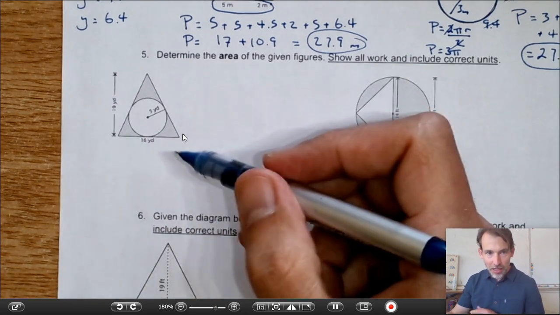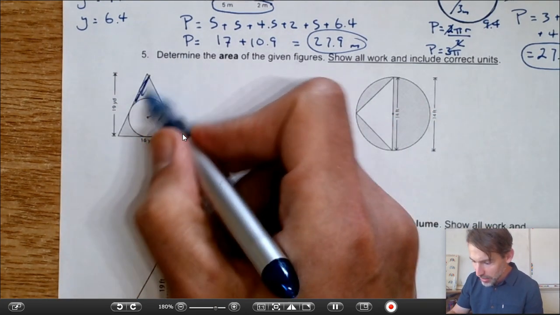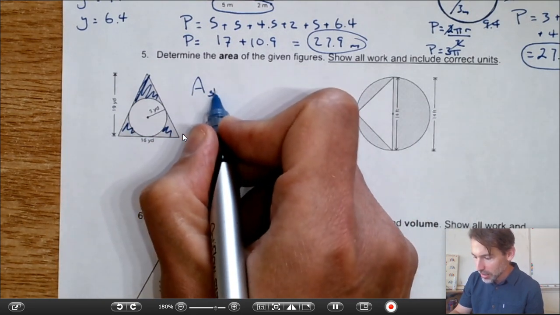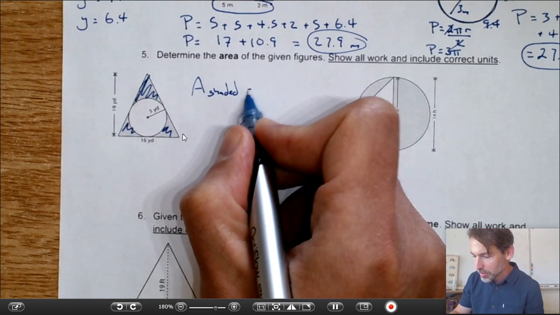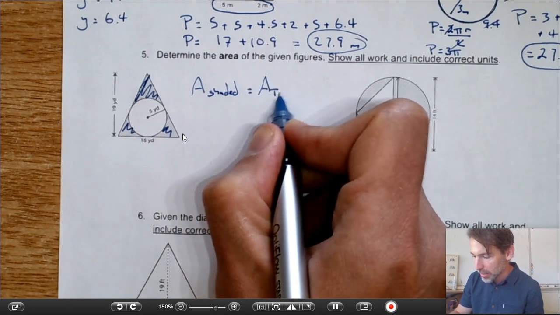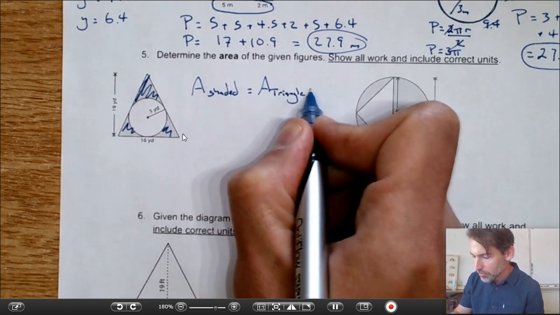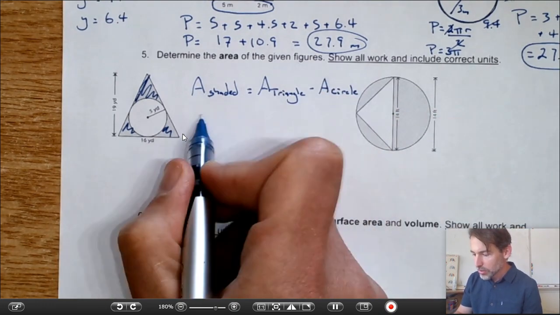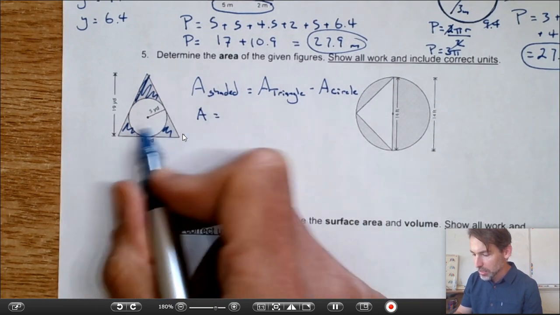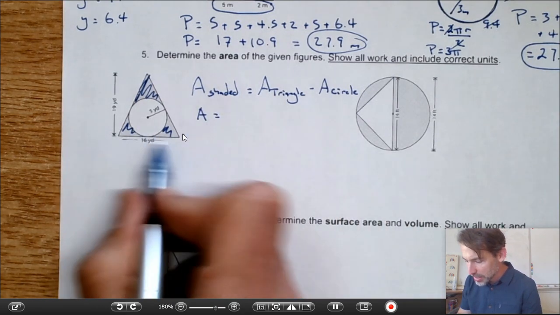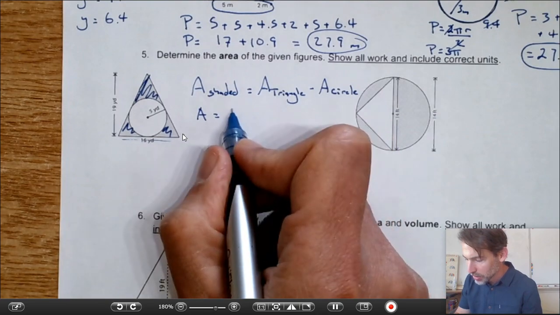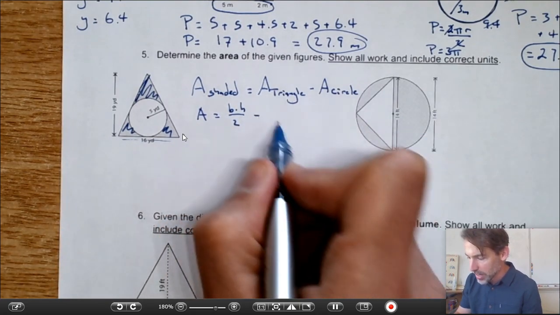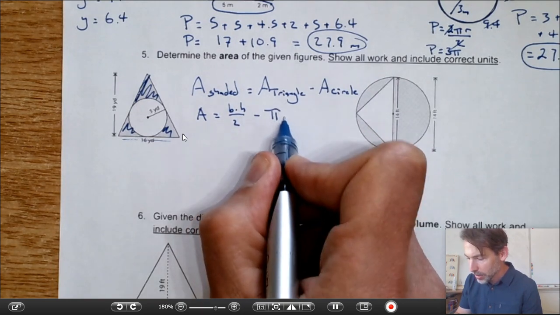Okay, this one, we want to find the shaded area here. So the area shaded is going to be equal to the area of the triangle minus the area of the circle. All right, so the shaded area here is equal to the base times the height divided by 2. That's the area of the triangle, minus pi r squared.